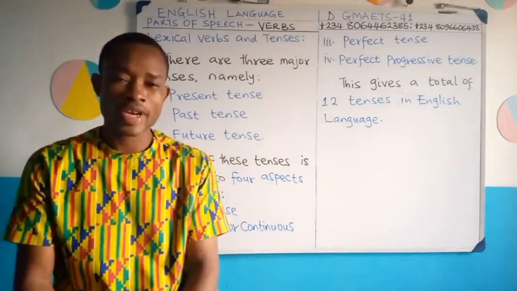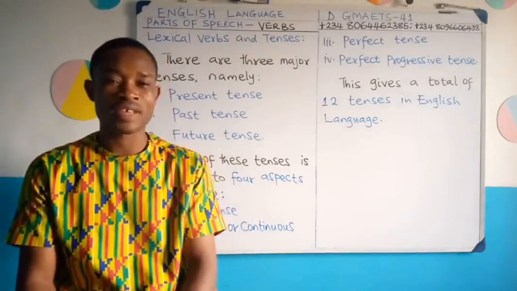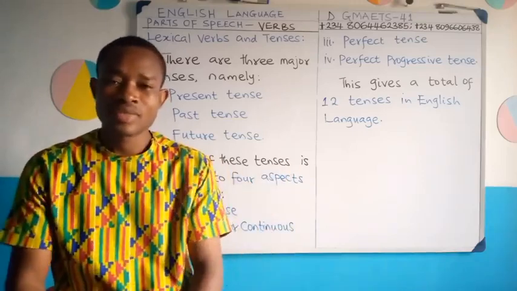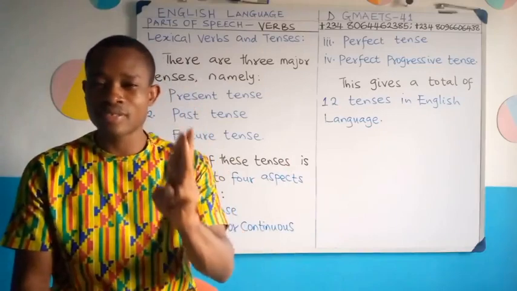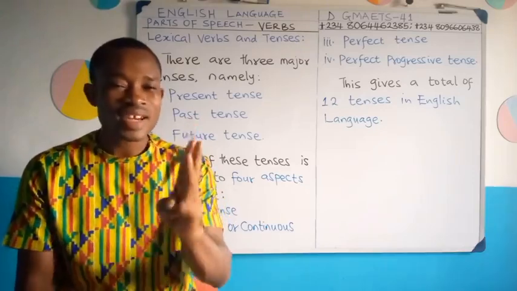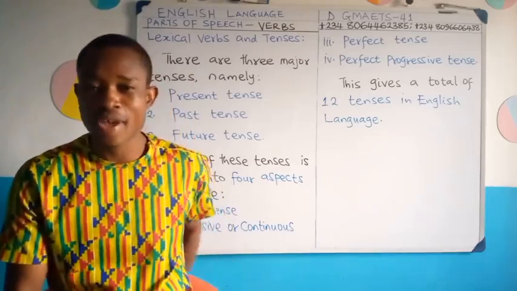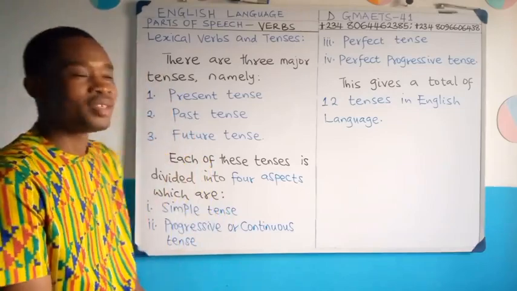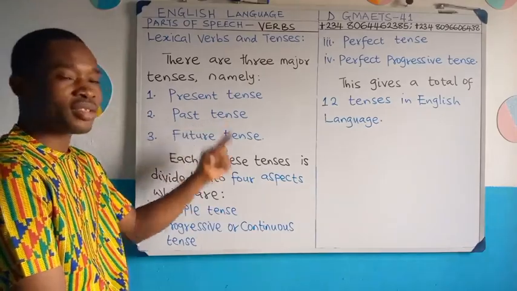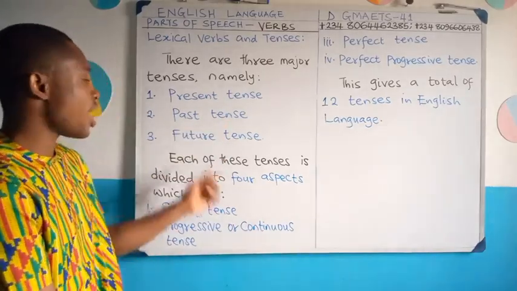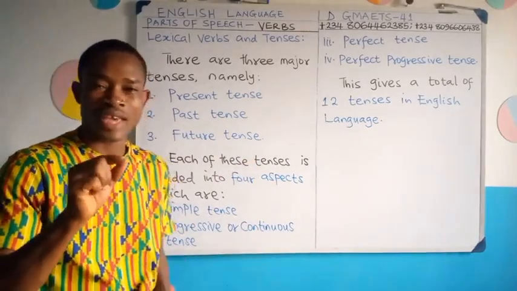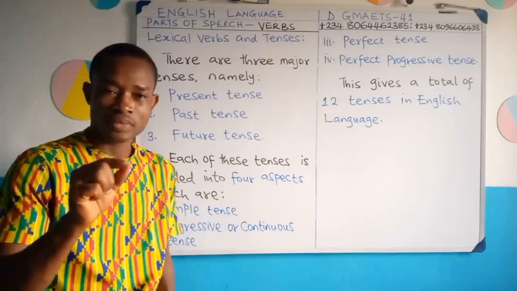Alright, let's move on straight ahead to the focus of this class: tenses. In English language, there are three major tenses. Remember, I said major. There are three major tenses. On the board here we have them. One of them is the present tense. The second one is the past tense. And of course, we have the future tense. These are the three major tenses in English language.